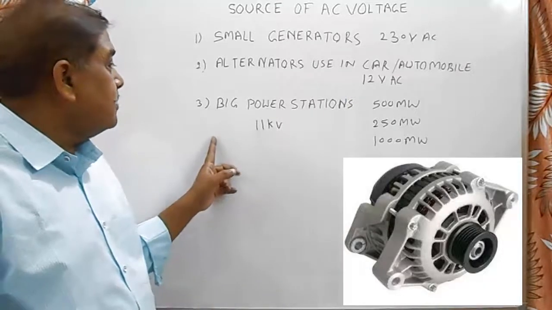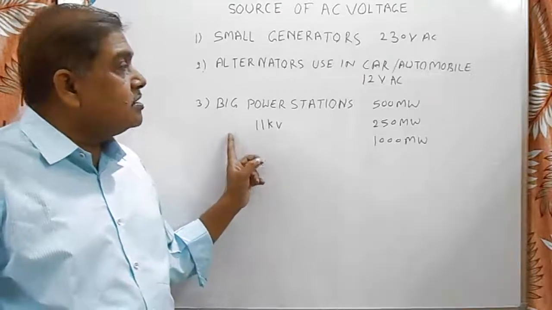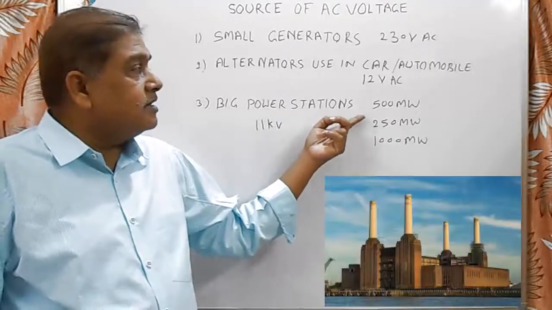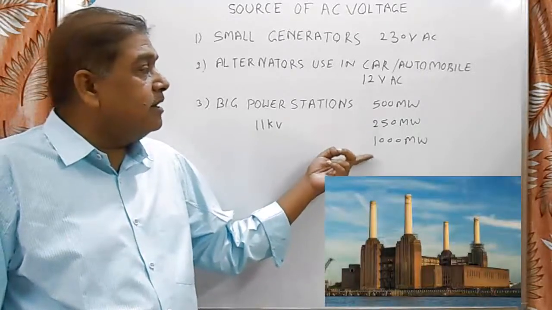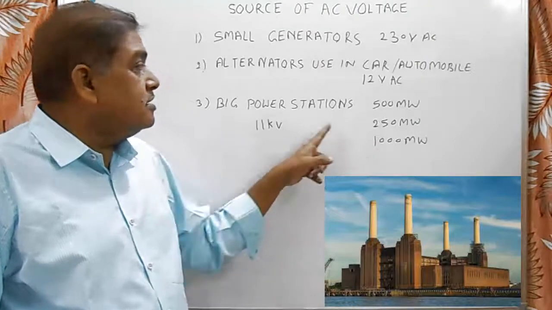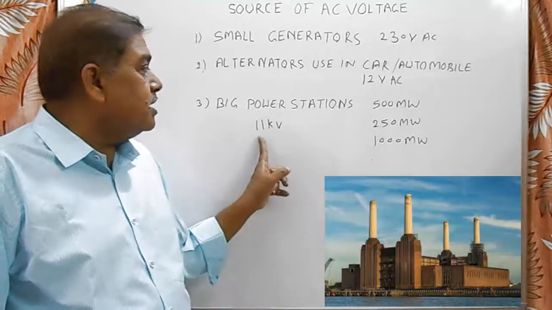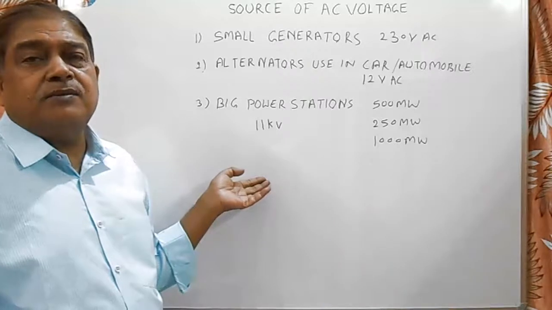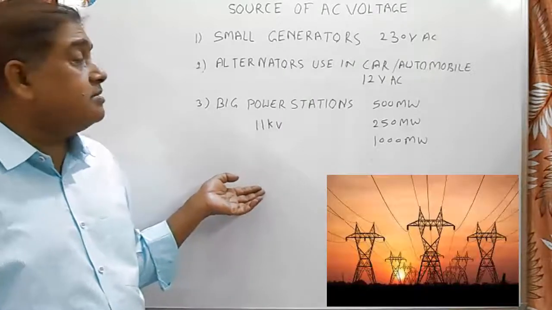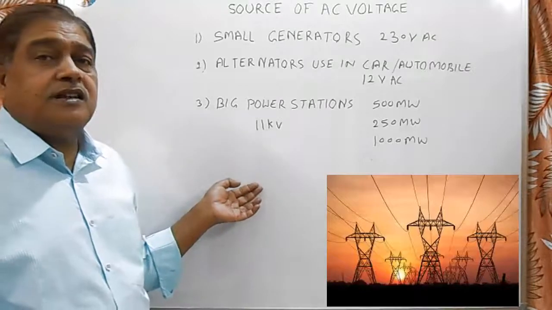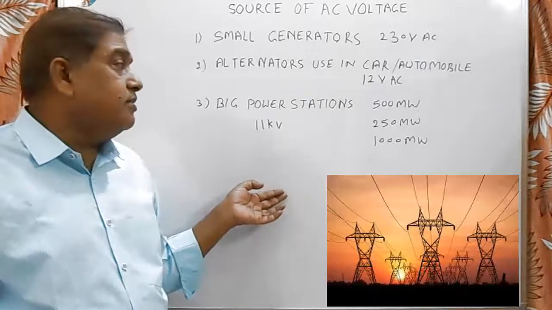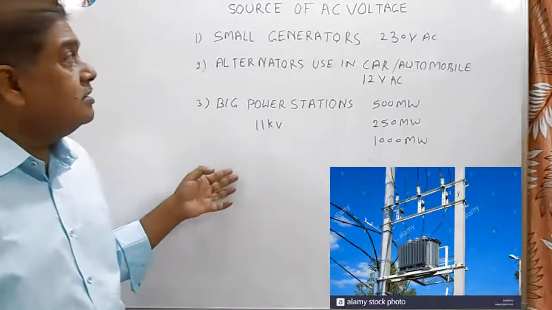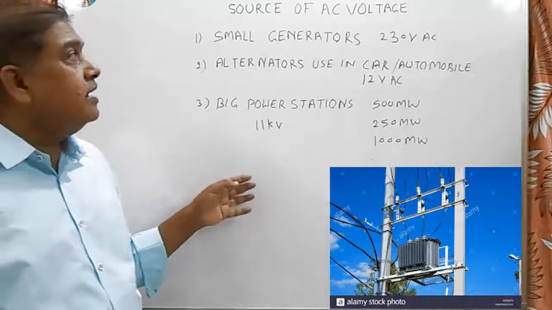Then the main source of AC supply is big power stations: thermal power plants and nuclear power plants. They have very big capacity alternators, 500 megawatt, 250 megawatt and 1000 megawatt, etc. These alternators produce voltage at 11 kV. This voltage is then stepped up to 400 kV or 220 kV, and goes to different cities. There it is stepped down, and they give 230 volt and 400 volt supply for domestic purposes. So this is the basic idea of how we get AC voltage.